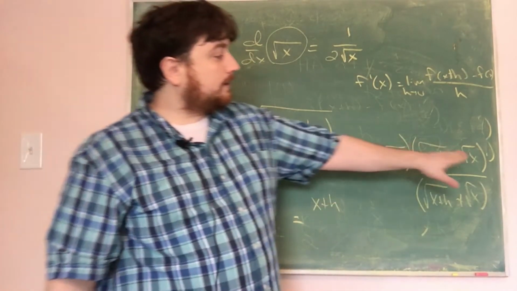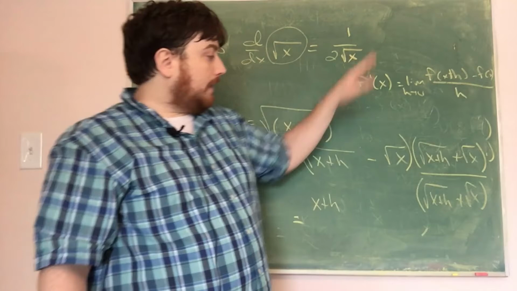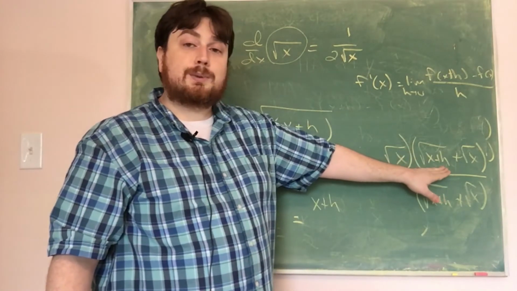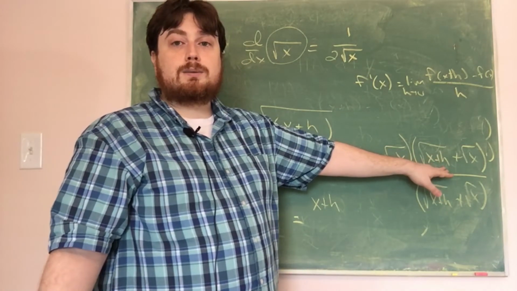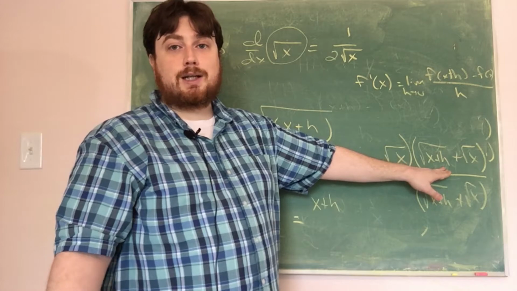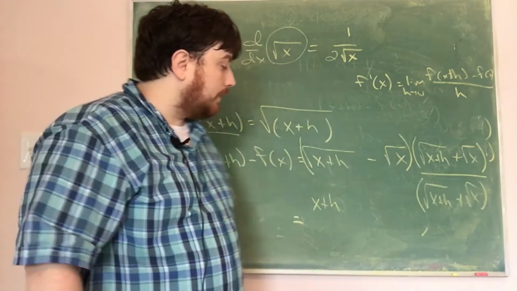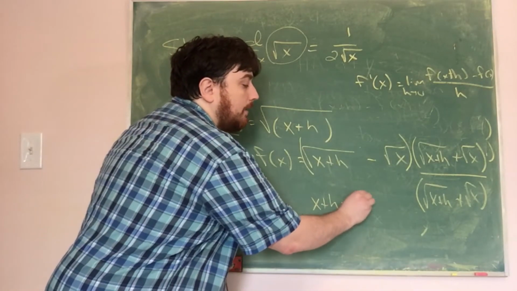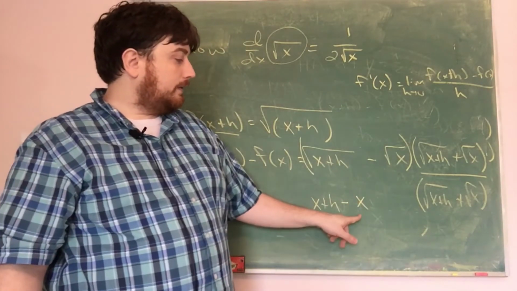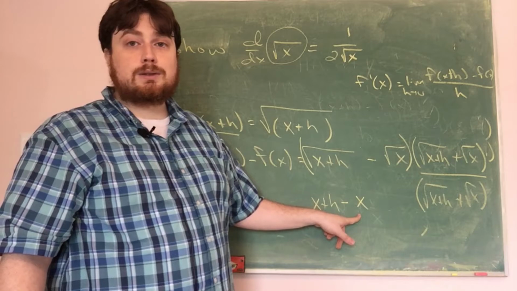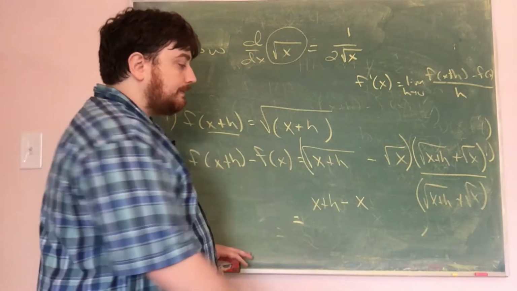Square root of x plus h times the square root of x, minus the square root of x times the square root of x plus h, are the same terms. There's just one's positive and one's negative, so they cancel out. And I get negative square root of x times positive square root of x. A negative times a positive is negative, and the square root times the square root becomes the original, so I just get negative x.